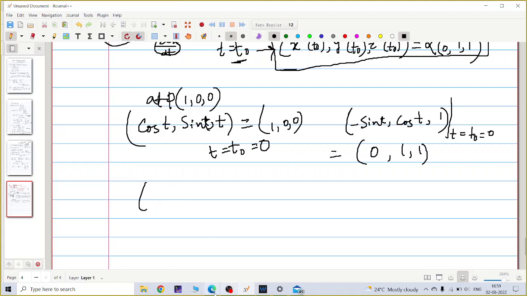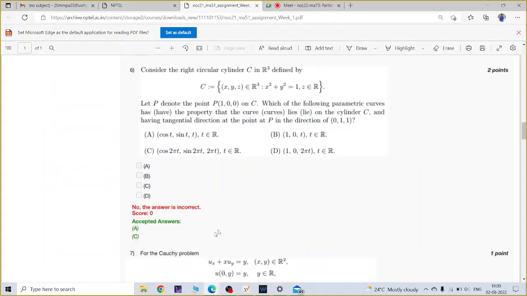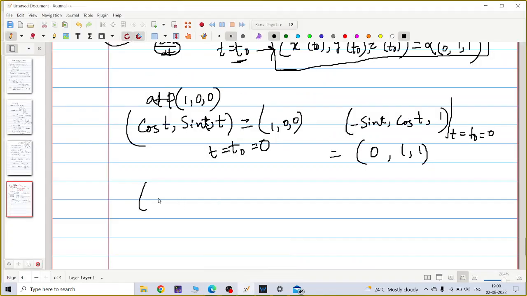So what is option B? Option B is 1, 0, t. This is a parametric representation, so the point P lies there. P is 1, 0, 0. The point P lies on this curve, right? So if I compare with 1, 0, 0, what do we get? t equal to 0, right?